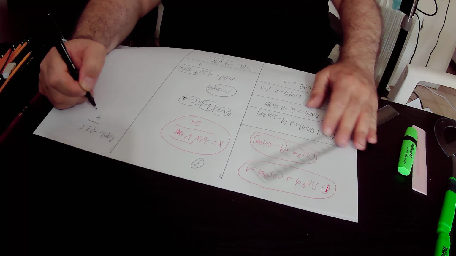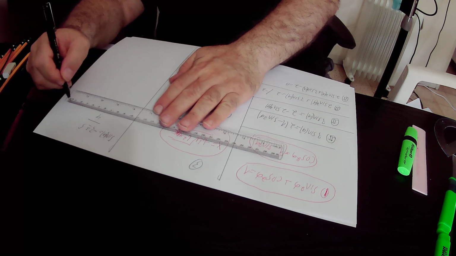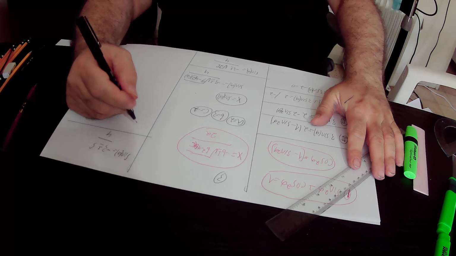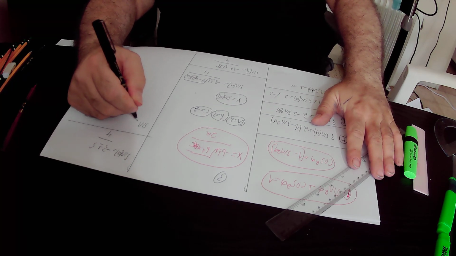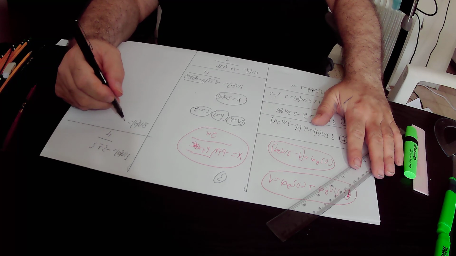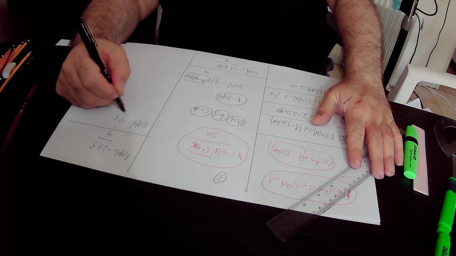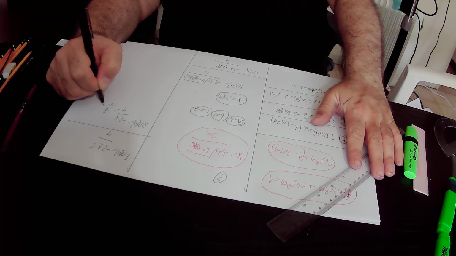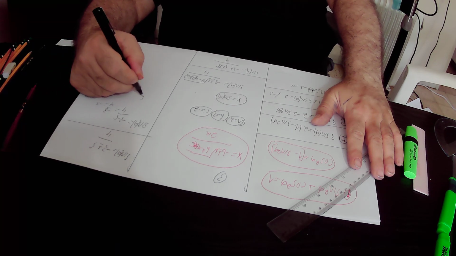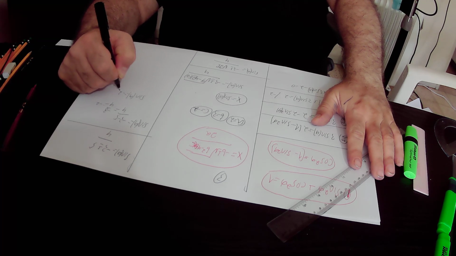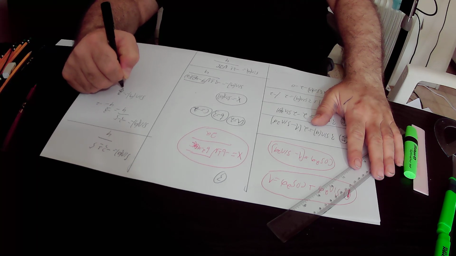Over 4. So here we will have two possible solutions for sinus alpha. The first solution is sinus alpha equals minus 3 minus 5 over 4. Minus 3 minus 5 is minus 8. Minus 8 over 4 is minus 2. So we found that sinus alpha equals minus 2.